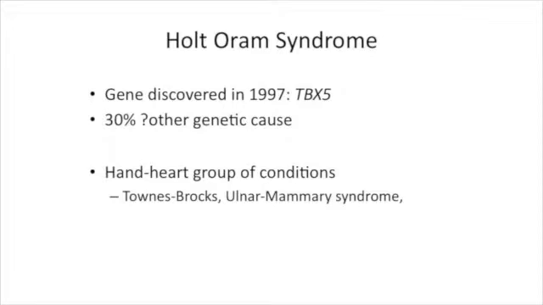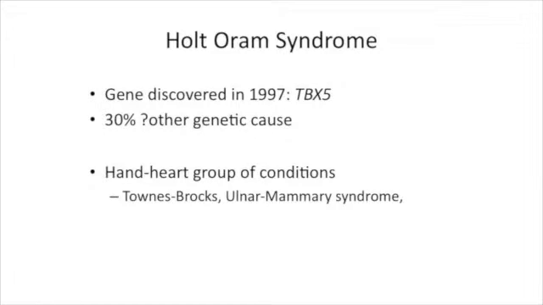So the gene for Holt-Oram syndrome was discovered in 1997, but it only explains about 30% of the cases if you look at the large cohorts. And so we still don't know what the other 30% is due to, and it's likely there'll be other genes that are yet to be discovered. And so Holt-Oram syndrome falls under the umbrella of the heart-hand conditions that I was referring to earlier, and you might have heard of some of the others I've listed there.